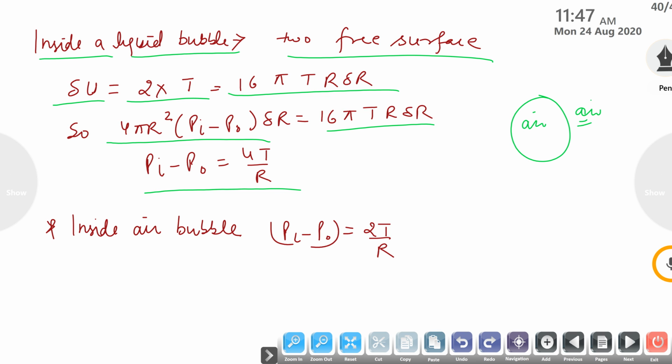And inside the air bubble, now air bubble means an air bubble inside a liquid, it will have only a single free surface. So its value will be the same as the previous derivation we have discussed, 2T divided by r.